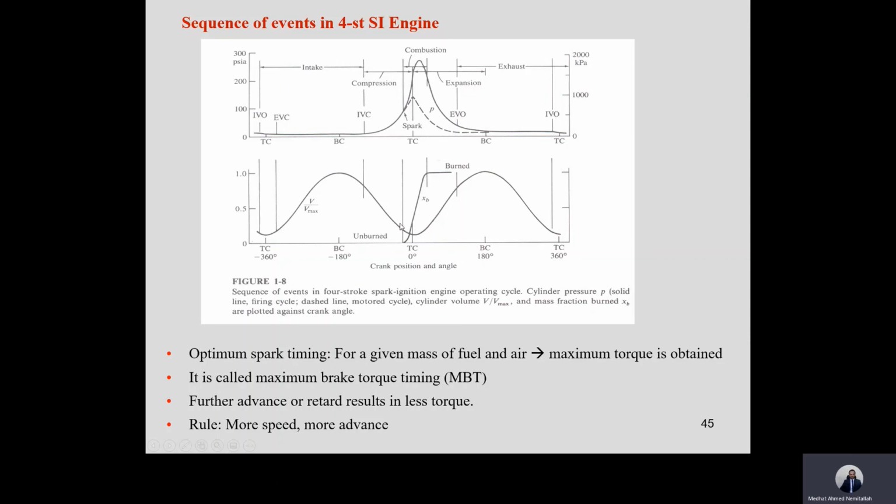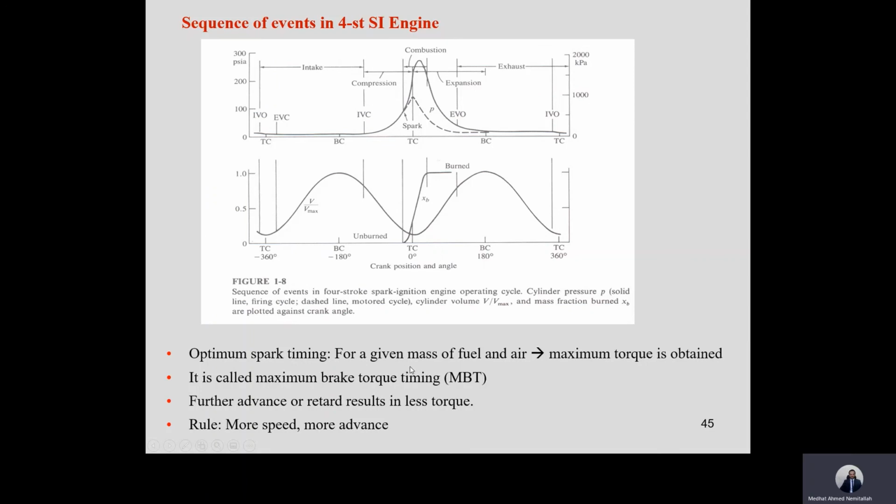Here is the variation of the volume while the piston is moving up and down. The volume is changing between the minimum volume, which is the clearance volume, when the piston is at the top dead center, and the maximum volume, which is the cylinder volume, displacement plus clearance volume, which occurs when the piston is at the bottom dead center, and it just fluctuates this way.